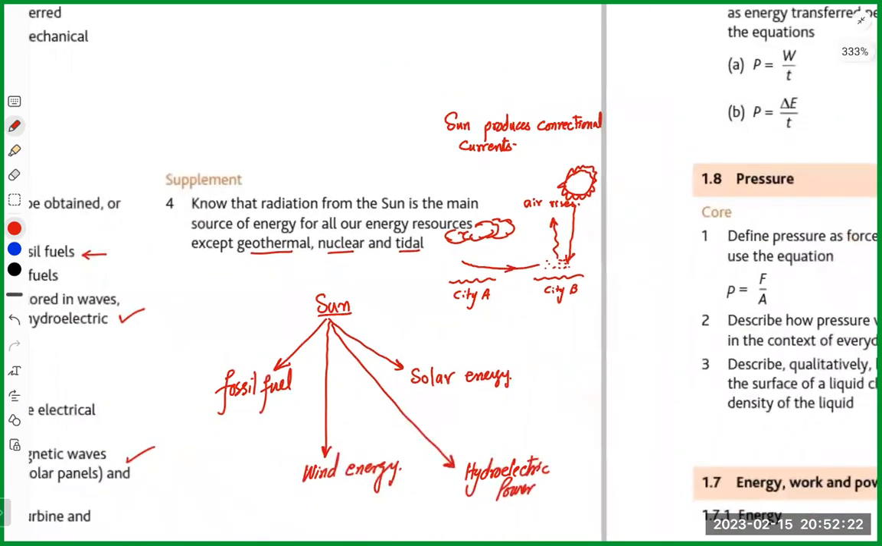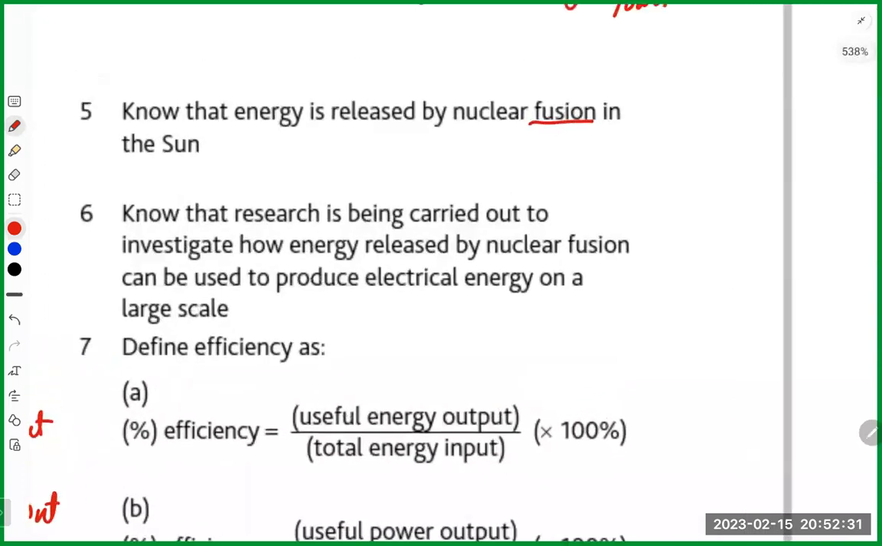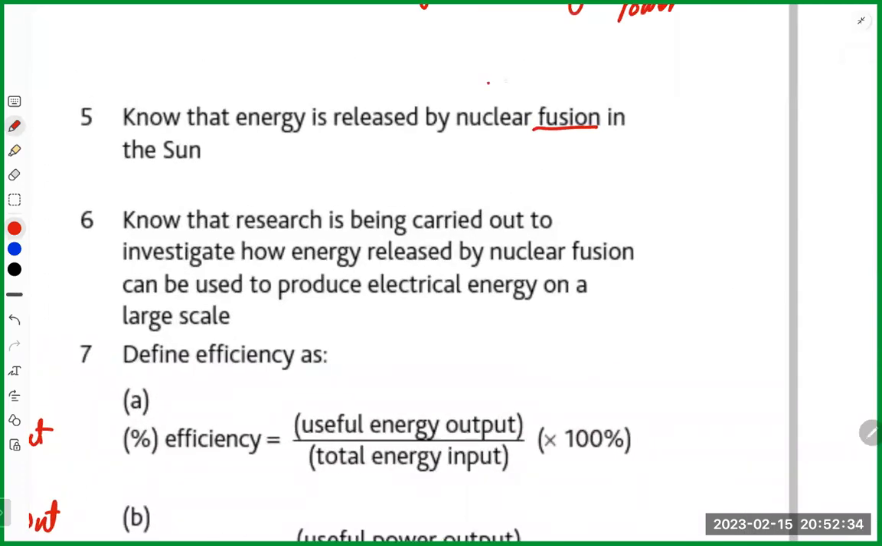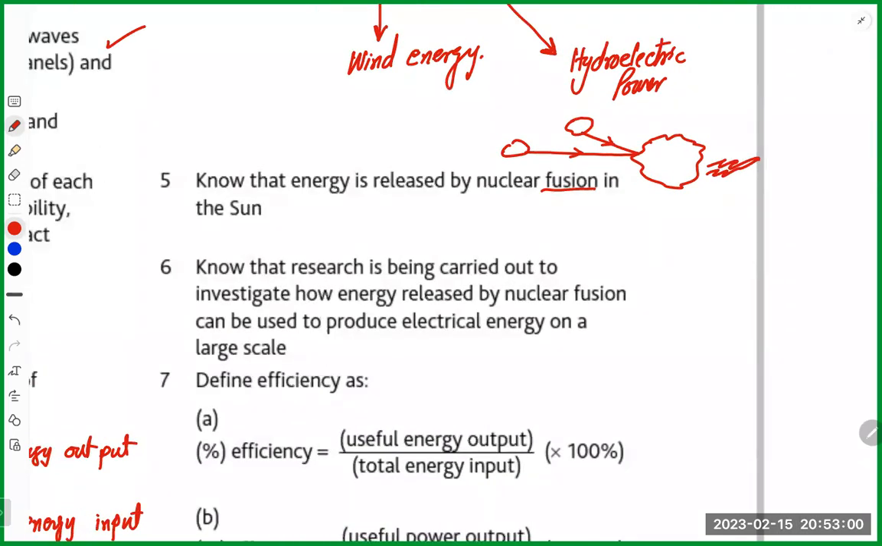So, know that the energy released by nuclear fusion is when smaller nuclei merge together to make a bigger nucleus, and they release energy. This is called fusion. Fusion is a process in which smaller nuclei come together and form a larger nucleus.